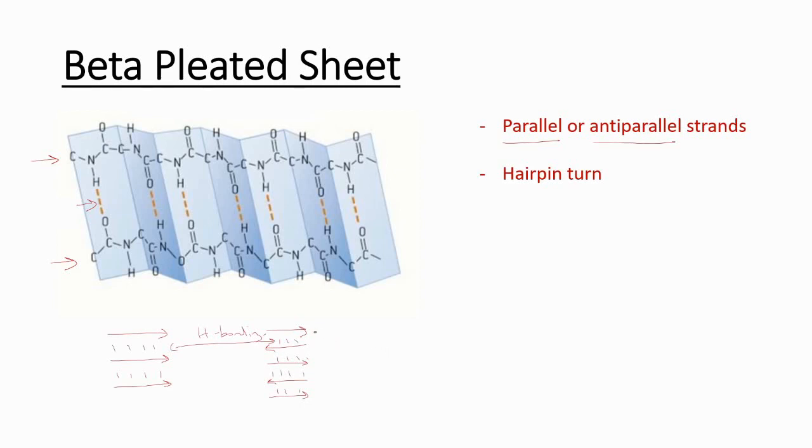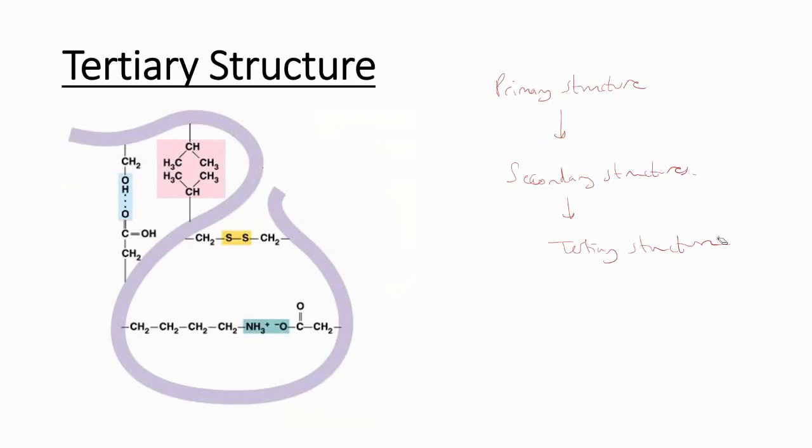Now, the antiparallel arrangement is commonly found within a single polypeptide, like this. Now, here we can have a hairpin turn, and the hairpin turn basically connects two strands of beta pleated sheet together. Next level of organization in a protein is a tertiary structure, and this refers to the overall three-dimensional shape of the protein.